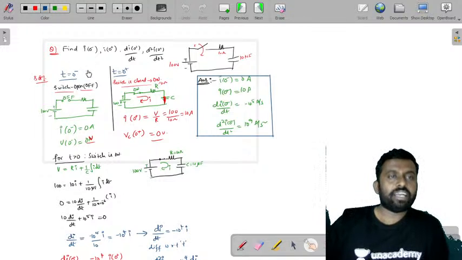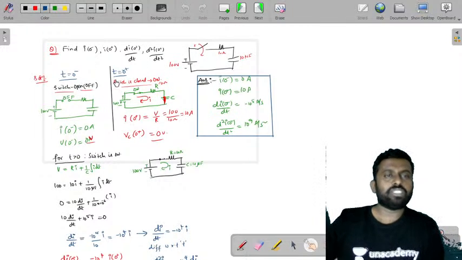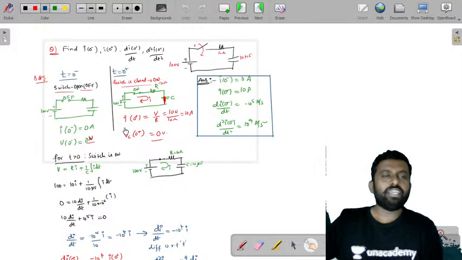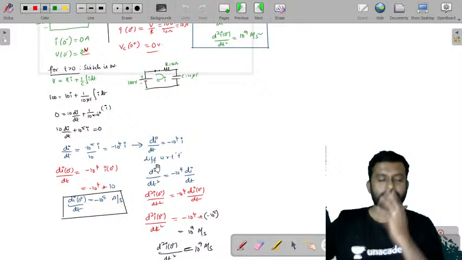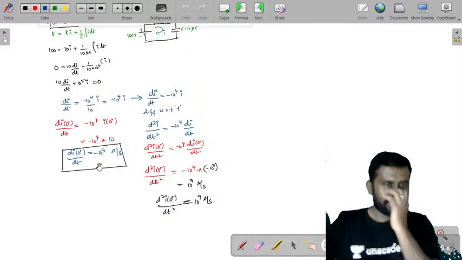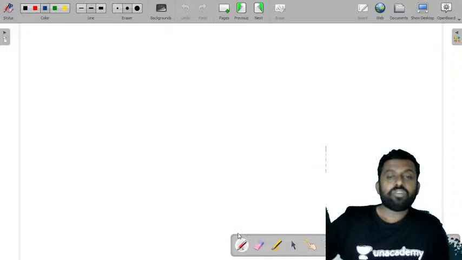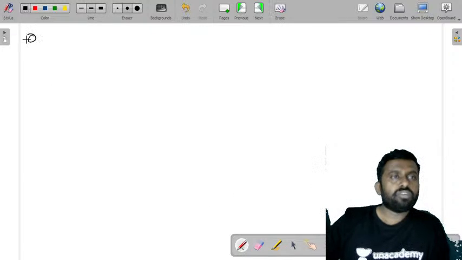So we have taken I of 0 minus and I of 0 plus, when the switch is open and when the switch is closed. For this we have seen that when it is off, I of 0 minus is 0. When it is on, for I of 0 plus, the capacitor will act as a short circuit, so you'll get 10 amperes. After that we applied the KVL equation and tried to find di of 0 plus by dt and d square I of 0 plus by dt square. Now let's try to solve one more question.